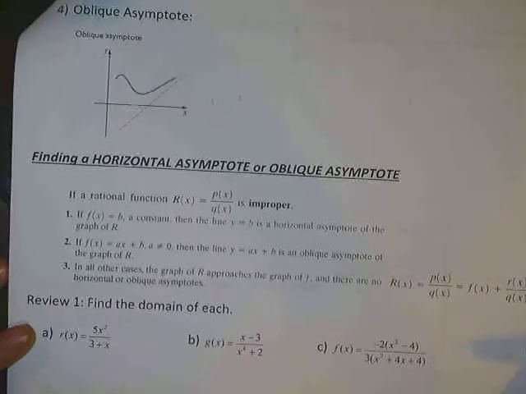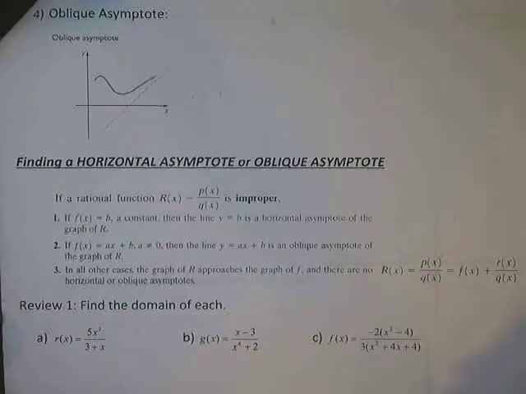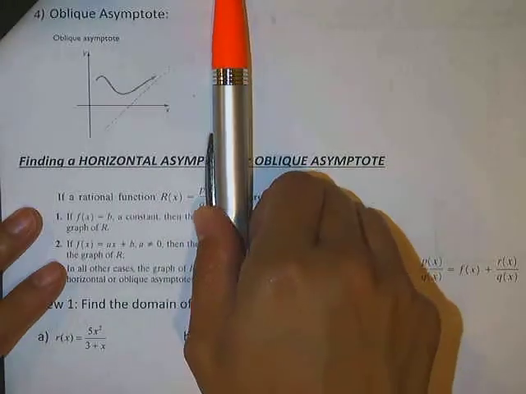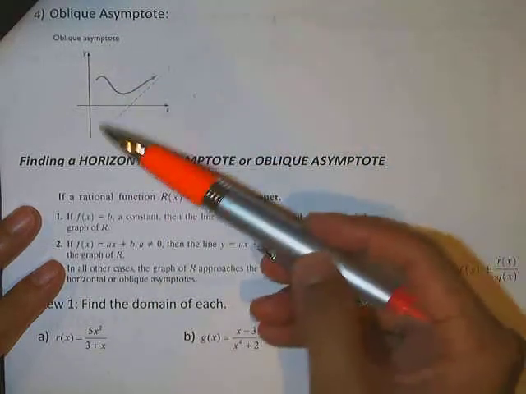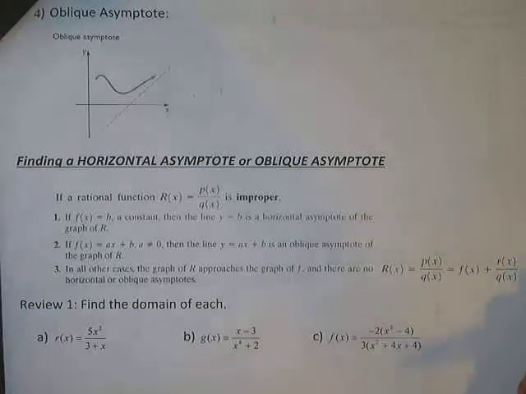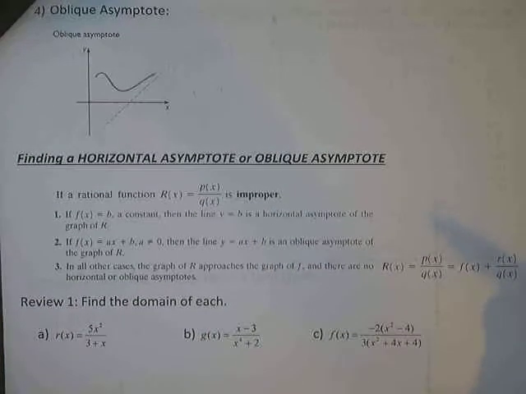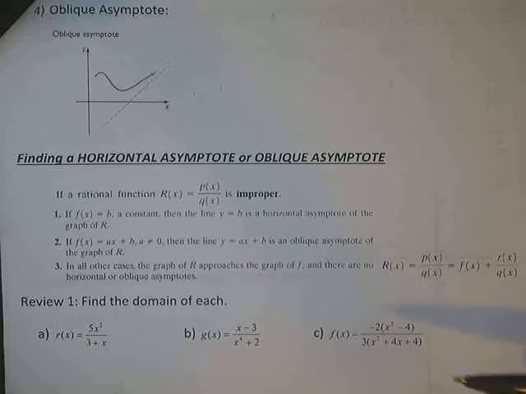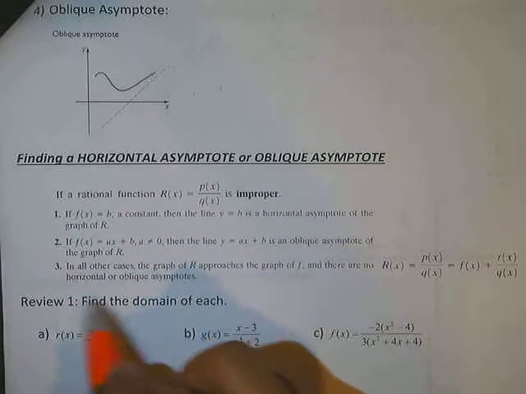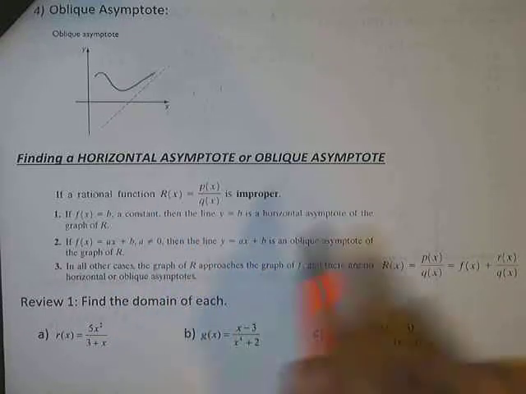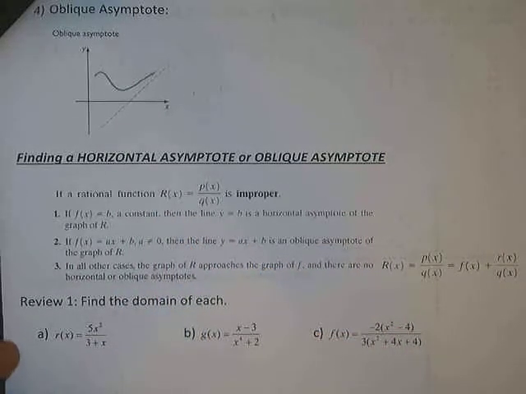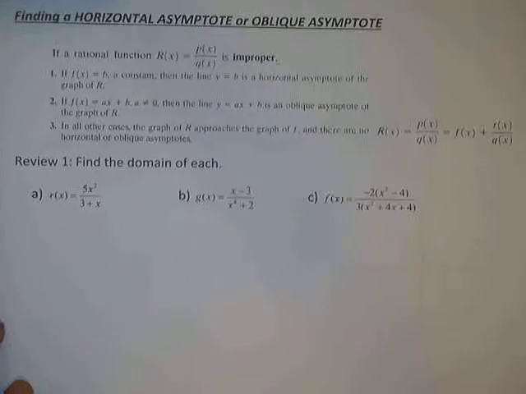Okay, oblique asymptote, which is the fun piece. An oblique asymptote is not a vertical, which is up and down, and it's not a horizontal, which is left and right. An oblique asymptote is a slanted line. We're going to find out later as we go how to find an oblique asymptote. Even though right here I have a page on how to find both the horizontal and oblique asymptote, right now we're going to pause on that and explain it as we go.